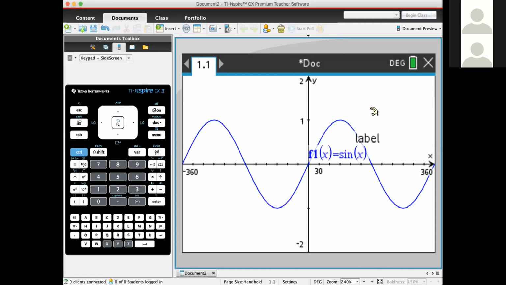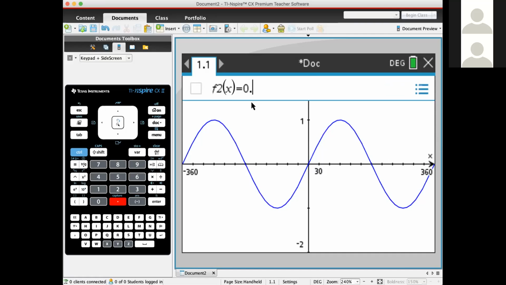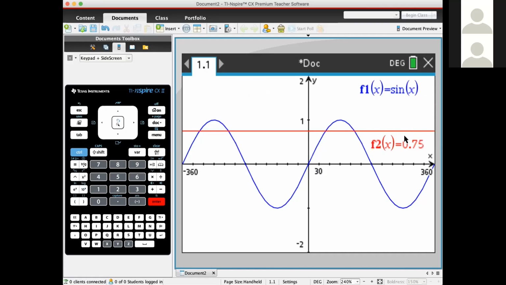I'll just put this aside. Now the idea of the slider: remember I said 0.75, a good example. Equally, you could have entered another function and put the number 0.75, and wherever it intersects are the solutions. That's the meaning of a solution of sine x is equal to: wherever it intersects is a solution. Everyone all right?